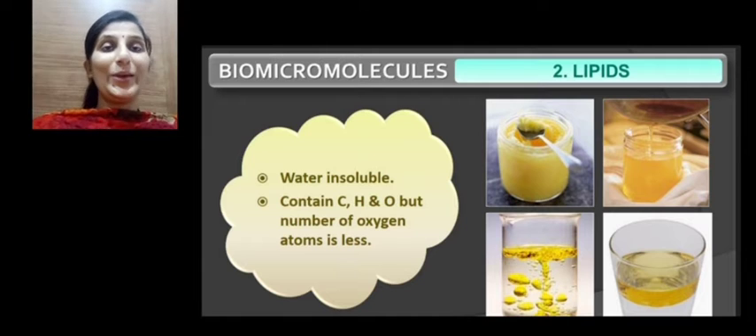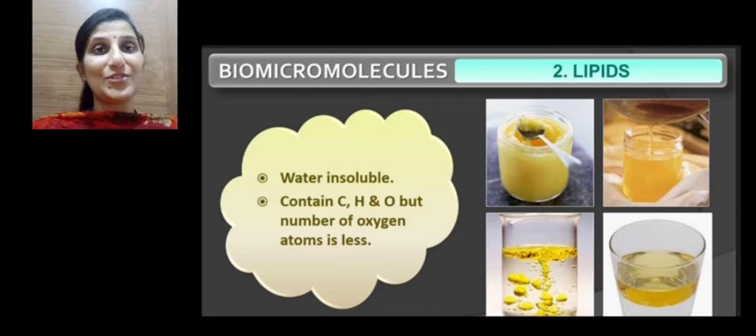In this module, we are going to learn about the next type of biomicromolecule, that is lipids. Lipids are water insoluble. They cannot be solubilized in water and they contain carbon, hydrogen and oxygen. But the number of oxygen atoms is less. So that's a general introduction to lipids.